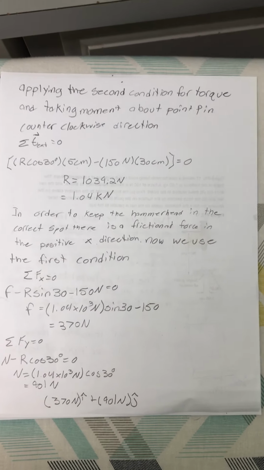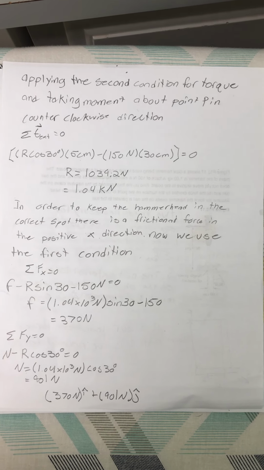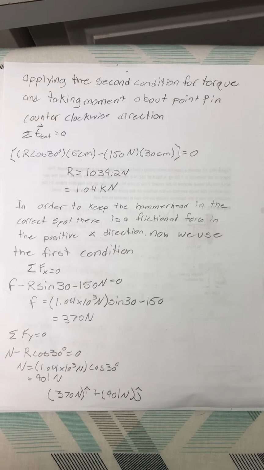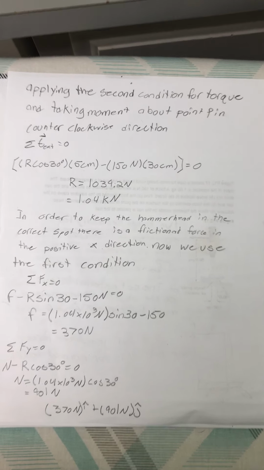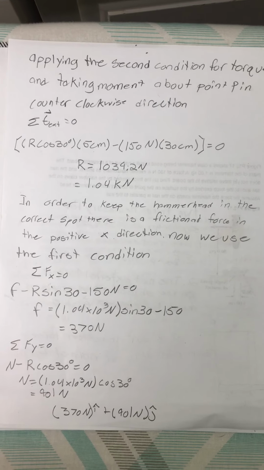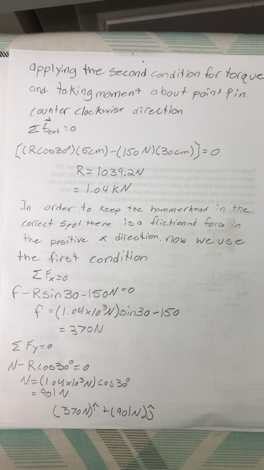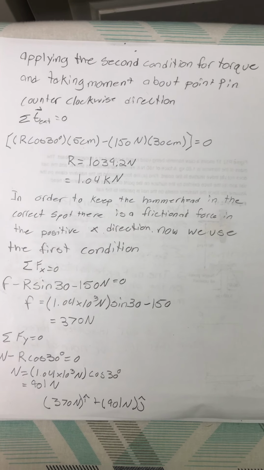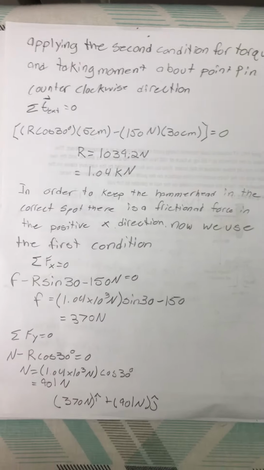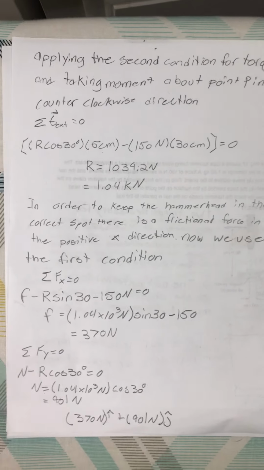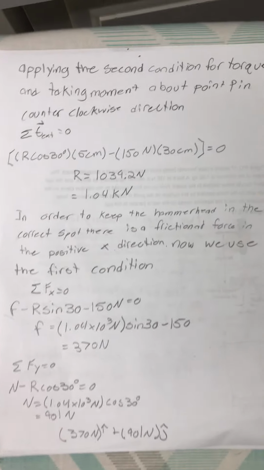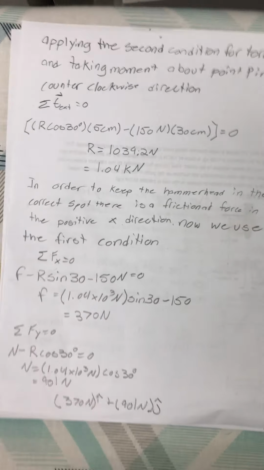So first we apply the second condition for torque, taking a moment about point P in the counterclockwise direction. So we have R cosine 30 times 5 centimeters minus 150 newtons times 30 centimeters, and that's going to give us R equal to 1,039.2 newtons, or 1.04 kilonewtons.